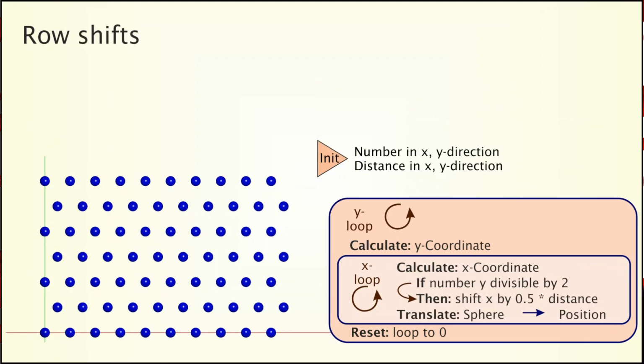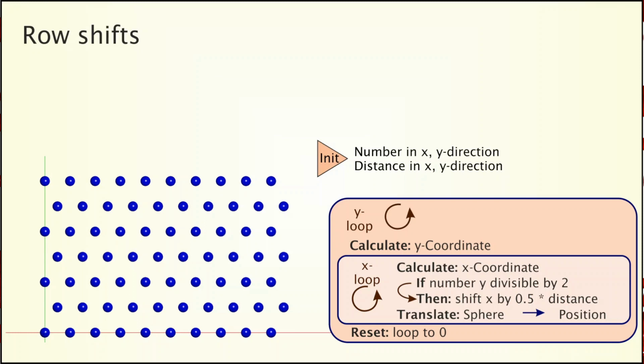One possibility to modify our distribution is to shift every second x row by half a distance. X row meaning a row along the x-axis corresponding to one common y coordinate. This way, subsequent x rows become staggered.